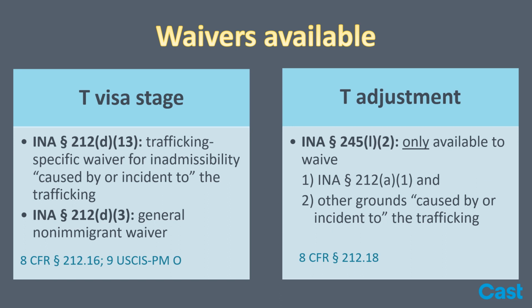At the T nonimmigrant stage, two waivers are available: the INA Section 212(d)(13) waiver for inadmissibility caused by or incident to the trafficking, and the 212(d)(3) waiver, which is the general nonimmigrant waiver that involves a balancing of favorable and unfavorable factors. These two waivers are available to waive most grounds of inadmissibility if USCIS determines the applicant merits a favorable exercise of discretion. At T adjustment, the only grounds that may be waived are those that were caused by or incident to the trafficking, except for health-related grounds under INA Section 212(a)(1).